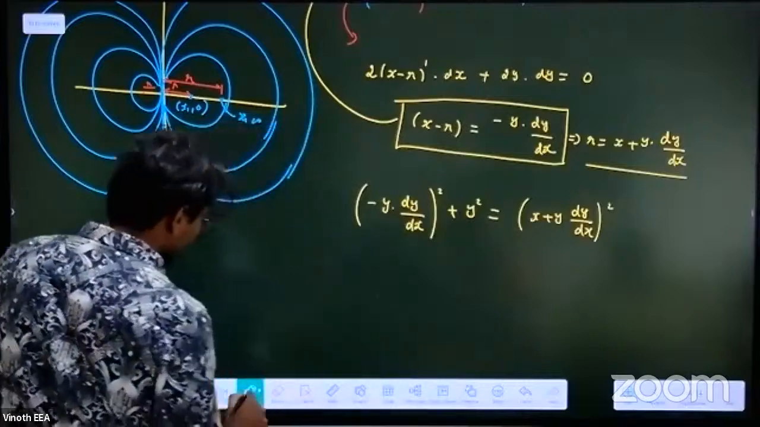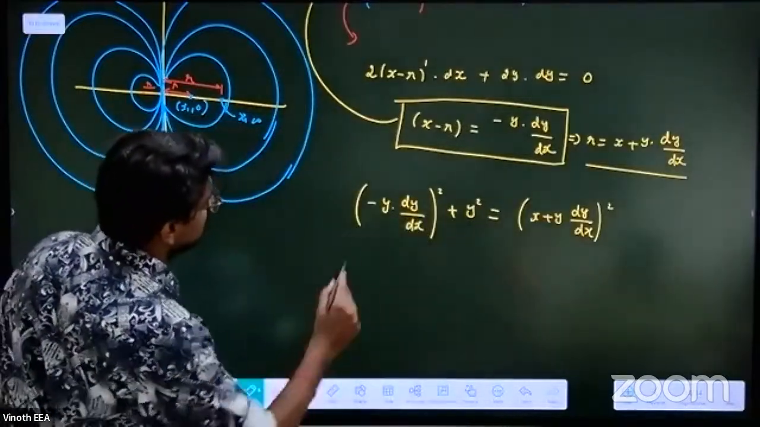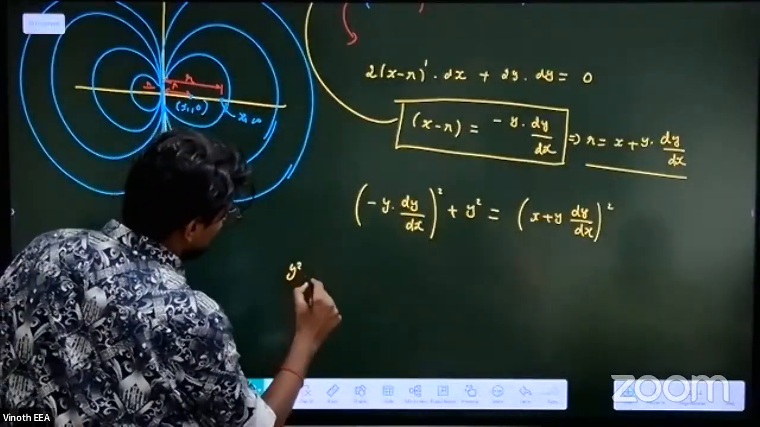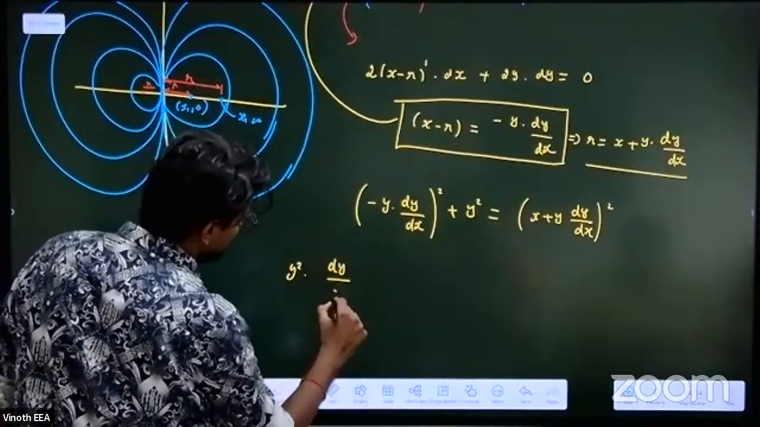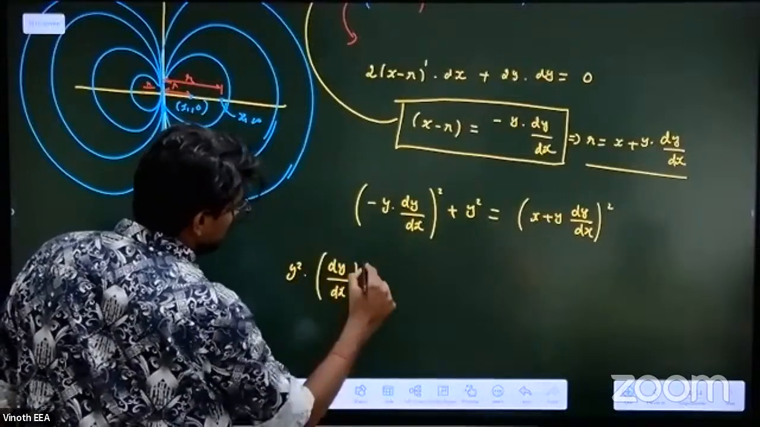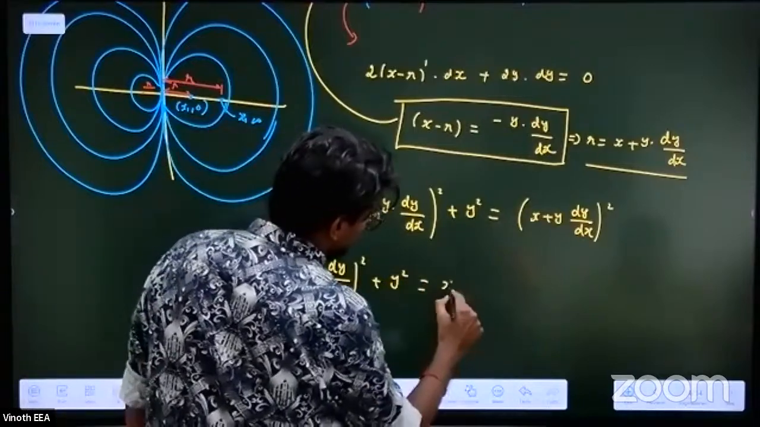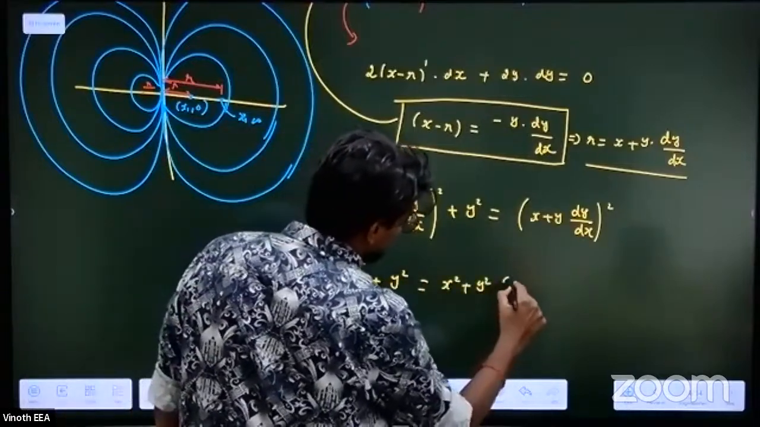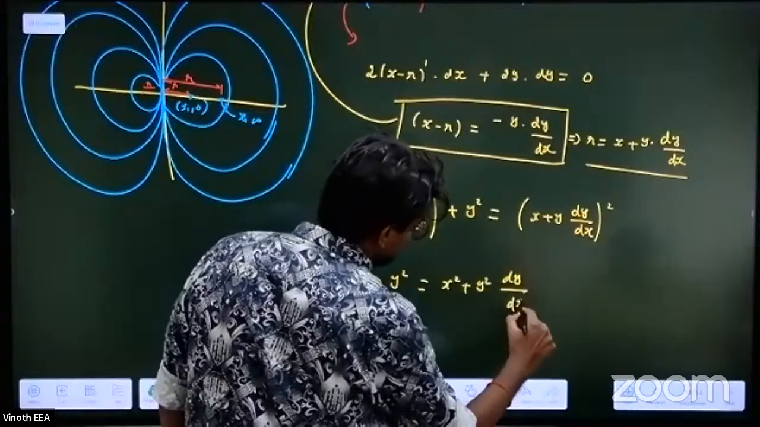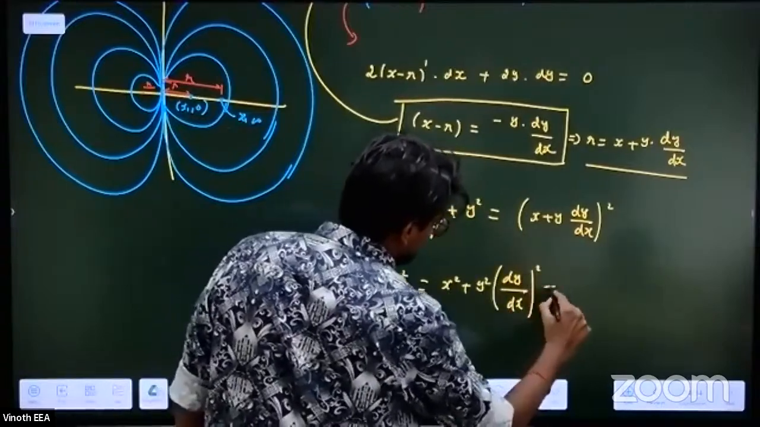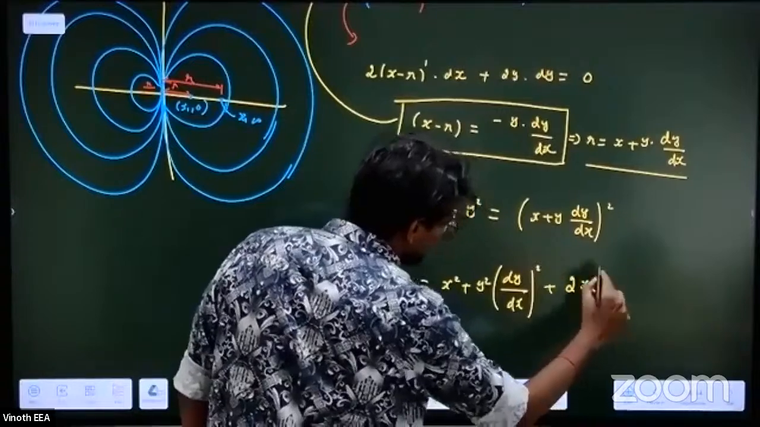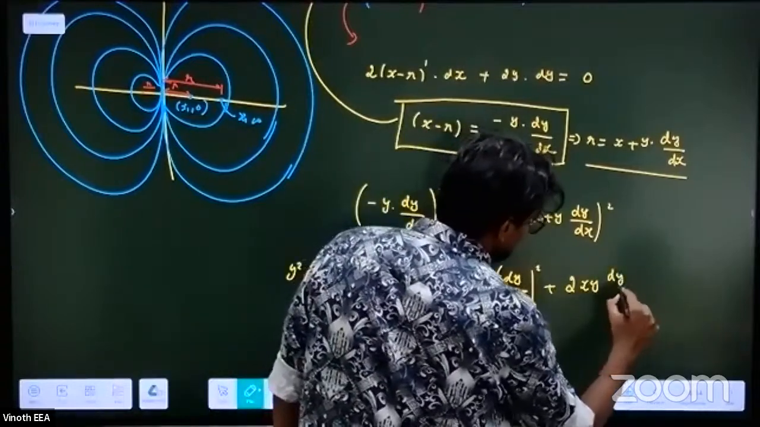I will expand it, okay? Just I will expand it and write. This will become y square into (dy by dx) square. And this is y square. This is x square plus y square (dy by dx) square plus 2 times x y dy by dx.